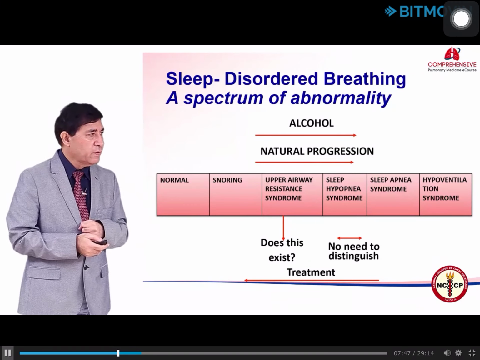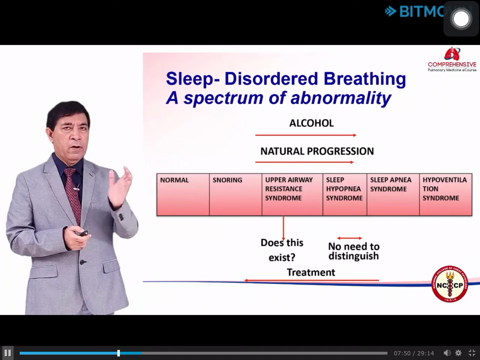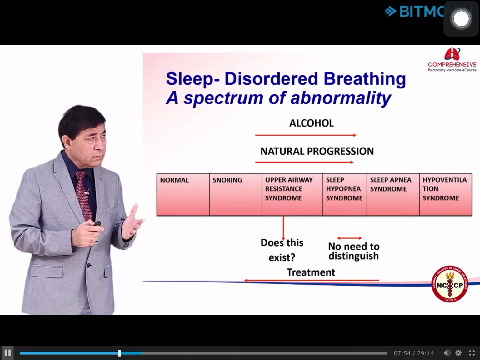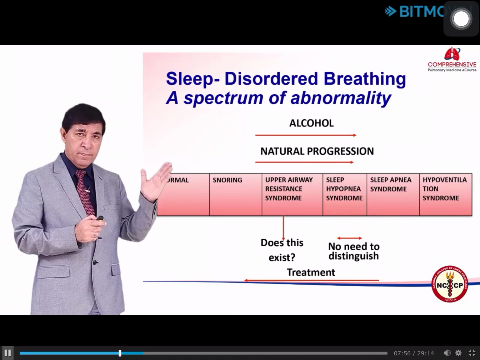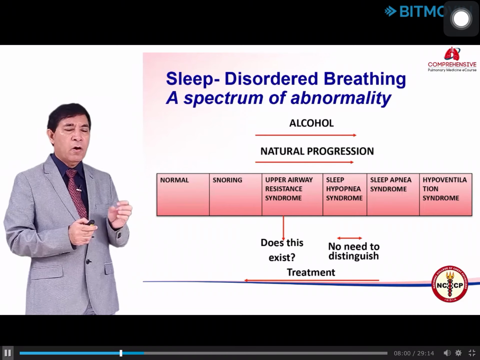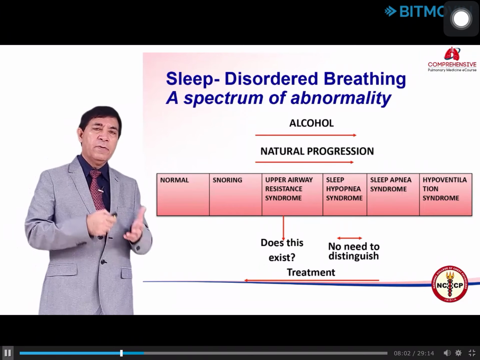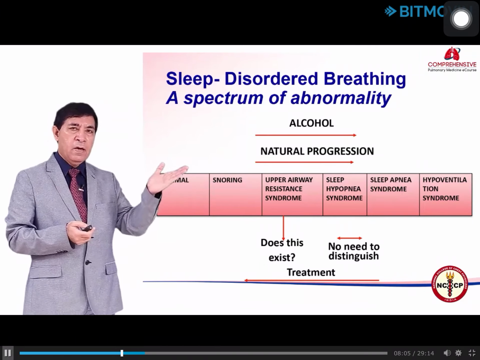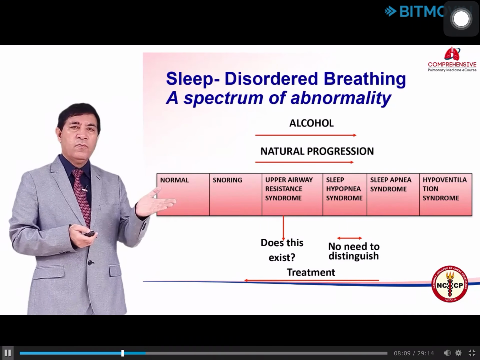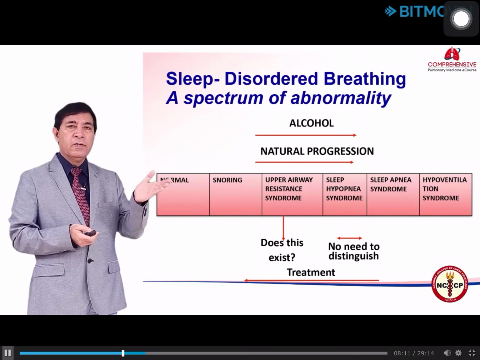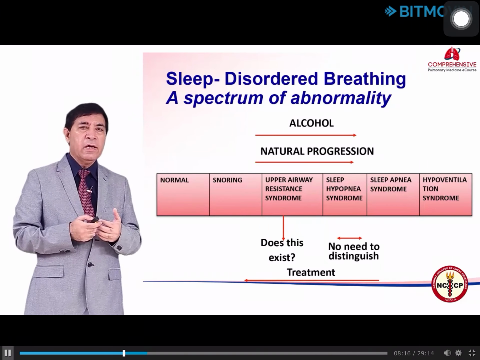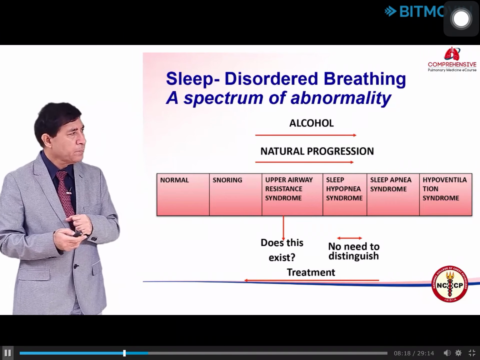and low oxygen levels. Now, one of the abnormal components of this spectrum may be the main presentation, or in a particular patient over a period of time there may be a progression of the disease from, say, upper airway resistance syndrome to frank apnea hypopnea syndrome, with the gain of weight and with increasing age.